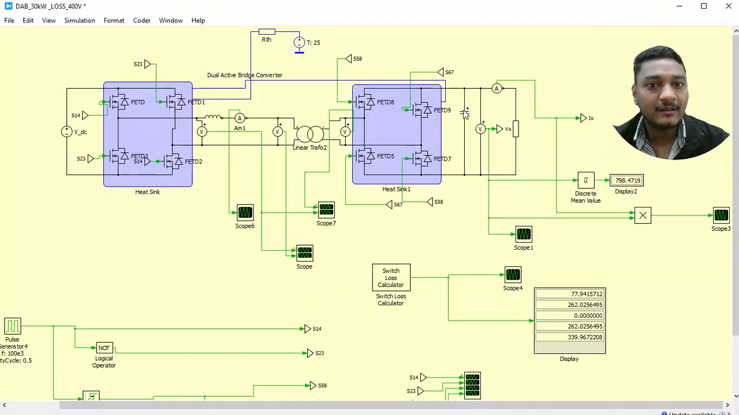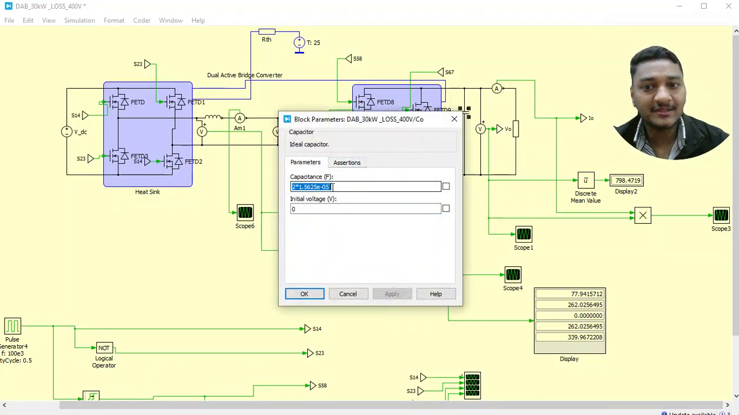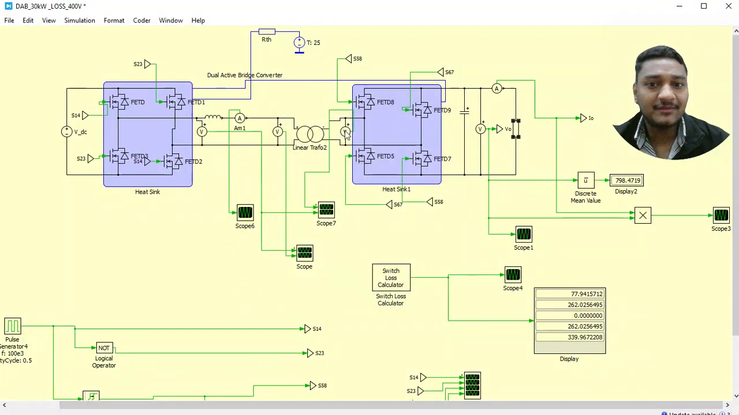And then my output capacitor, again the same value which we used previously. And then my load resistance. For 30 kilowatt power we did the simulation there, and I am going to do the simulation for the same 30 kilowatt. Okay, so these are the very basic fundamental blocks I have added. Another thing, the discrete mean block and display block you already know. Here I am going to see my output voltage.